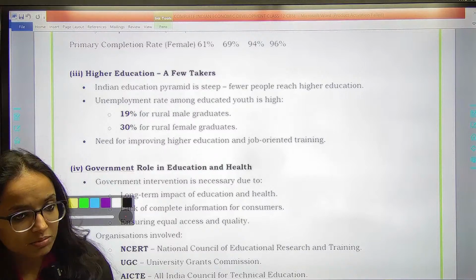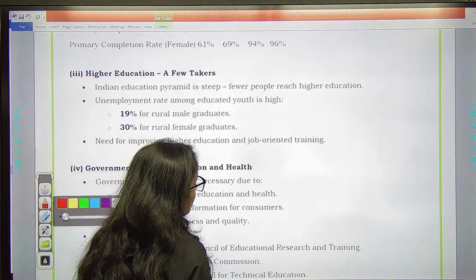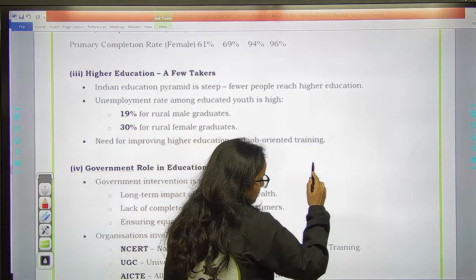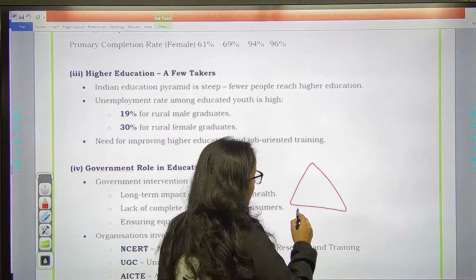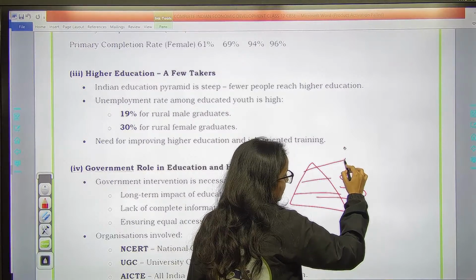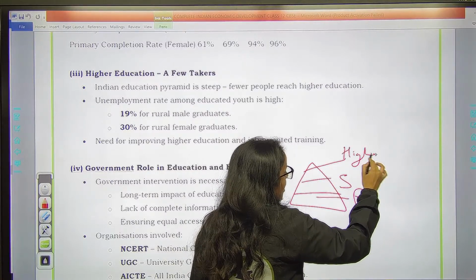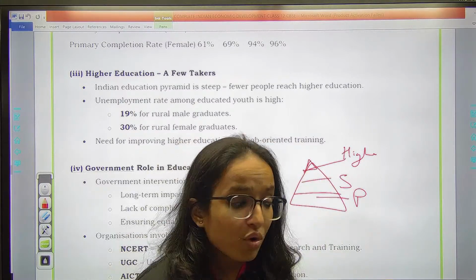What was the scenario of higher education? In higher education, the Indian economy is steep, that means few people reach higher education. What do we mean by steep? What is our base? Primary education, right? Then secondary and then higher education. So higher education is very steep. Not a lot of people can afford higher education.